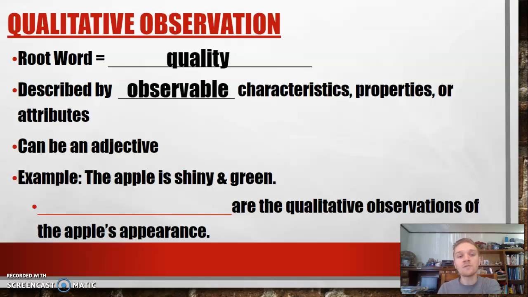Now, qualitative observations are described by observable characteristics, properties, or attributes. Right? So a qualitative observation can be an adjective. So for example, the apple is shiny and the apple is green. Shiny and green are qualitative observations about the apple's appearance. They're a characteristic of that apple.